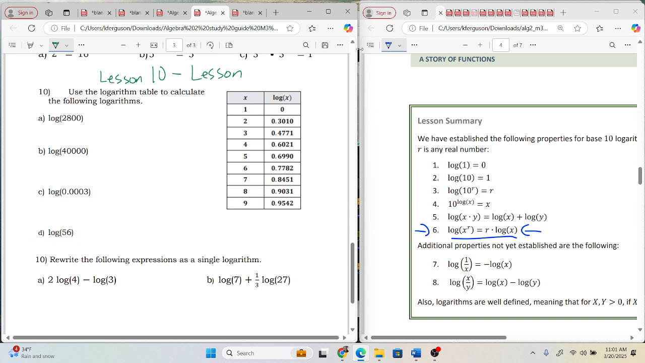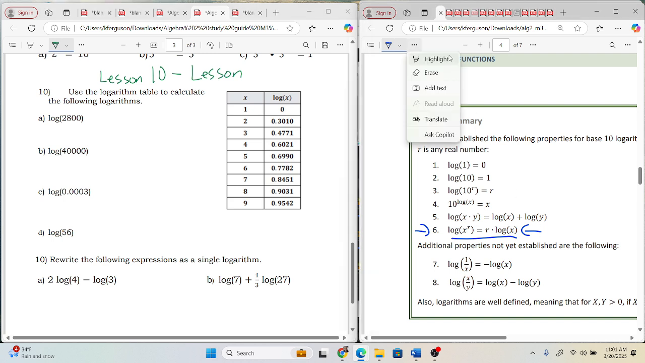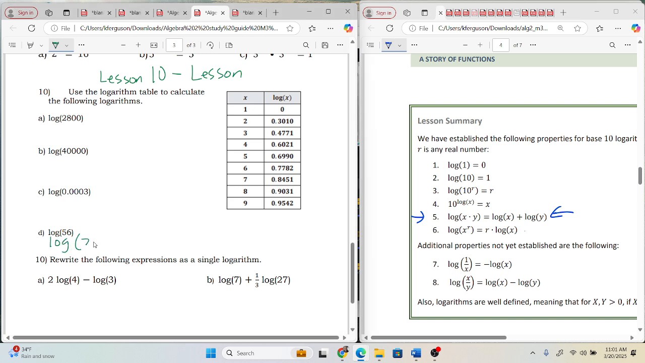So one of the rules of logs is right here. Property number 5 says that if I have log of x times y, I can rewrite it as log of x plus log of y. So I'm going to take log of 56 and rewrite it as log of 7 times 8. Then I'm going to rewrite that as log of 7 plus log of 8. So what did that do for me? Well, if I look at the chart, guess what? I got log of 7 and log of 8. So I'm going to write those down.